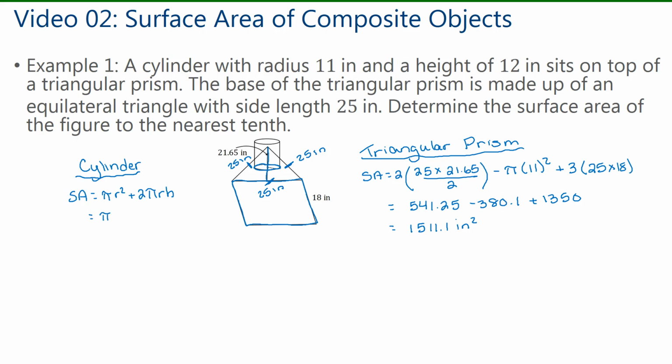So now I'll plug in my radius to be 11 and my height to be 12. So I get 380.1 plus 829.4 for a total of 1,209.5 inches squared. So now the total surface area is the sum of these 2 areas.